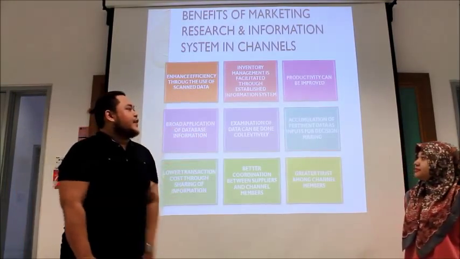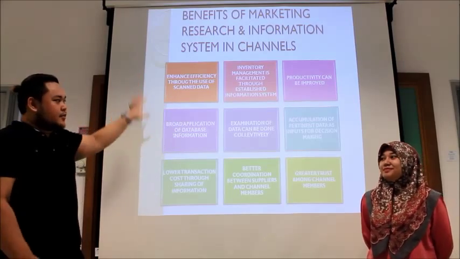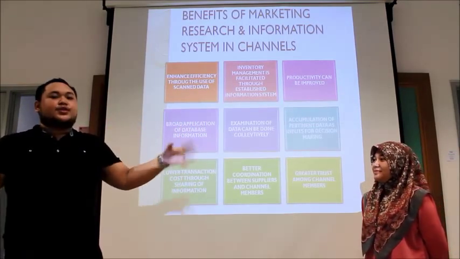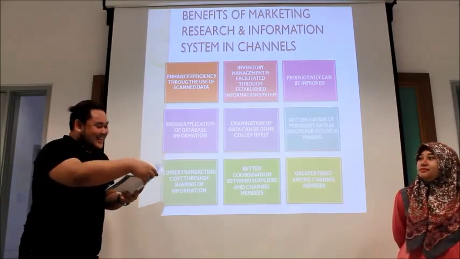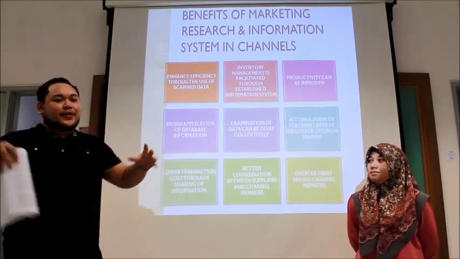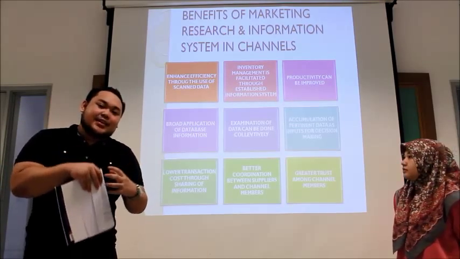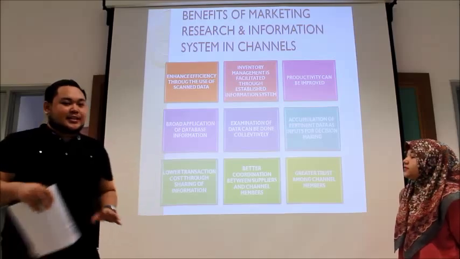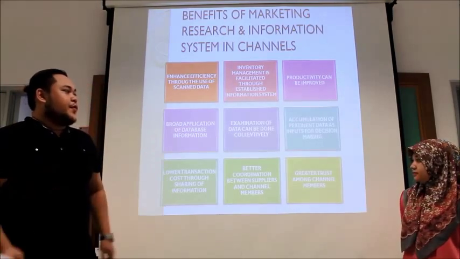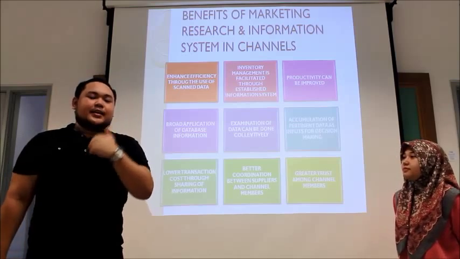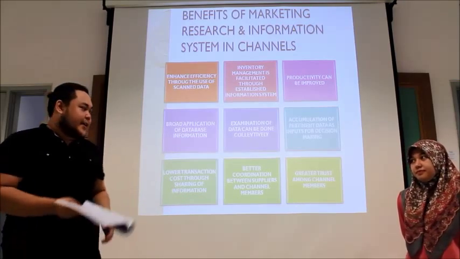Okay, so examination of data can be done collectively. As we can see, all the information has been gathered just now. When all this information has been gathered through all manufacturers, retailers and wholesalers, it is easier for them to deliver the product to each particular channel. And then accumulation of pertinent data as inputs for decision making. So the data that has been keyed in or received by this information research channel helps them to make decisions.